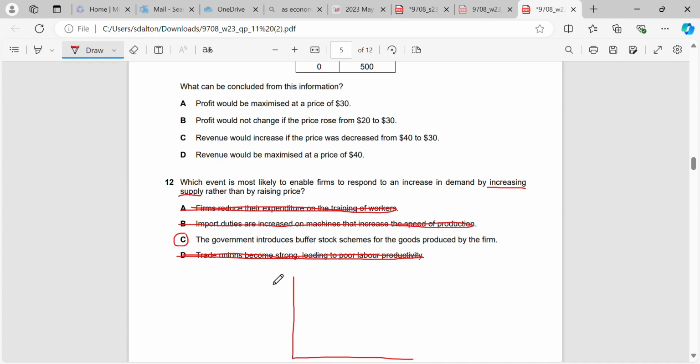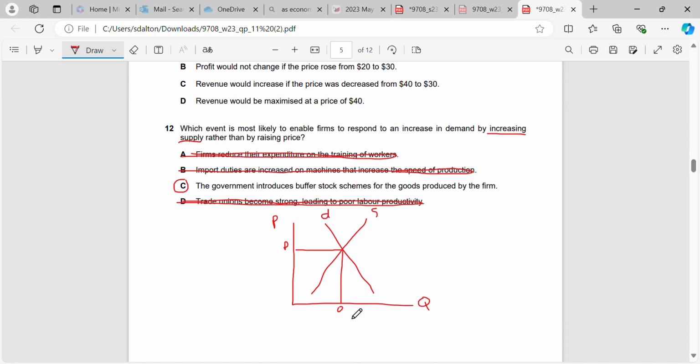Now, if we just show quickly an effect of what might happen with these buffer stock schemes, and then I'll give you just a very brief explanation of what they are again. So what we're saying here essentially is that the demand is going to increase, right? So we're going to have a shift in the demand to the right. We have an initial equilibrium price of P and an initial equilibrium quantity of Q. Let me move this down slightly. Okay, so we have had an increase in the demand, which has shifted the demand, so we would expect the price to go up and the supply to extend.